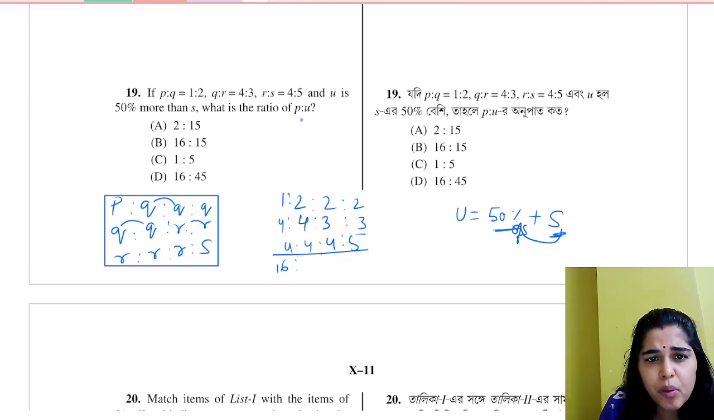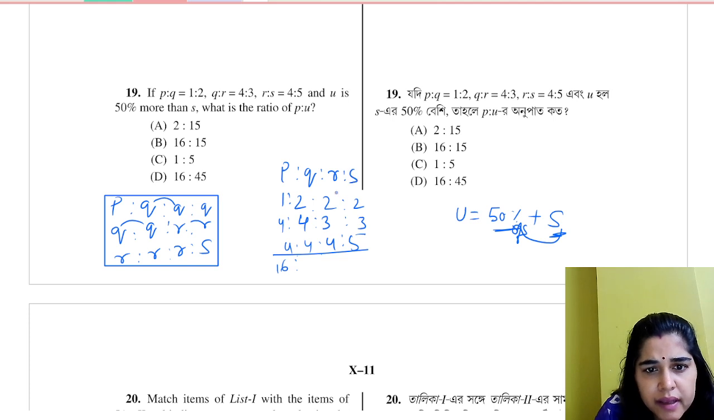And what is the ratio of P to U? They were asking about P and U. What is the P value? So here P, Q, R, S. We are asking about the value of P. So here it is 16. And what about S? What is S? 5 or 15, 15 doubled is 30.